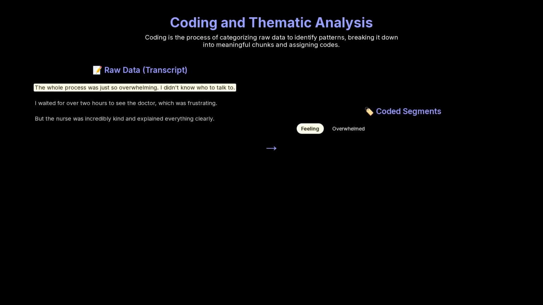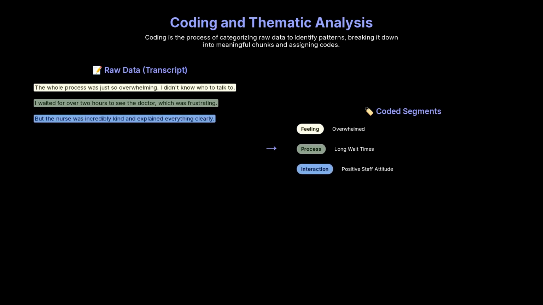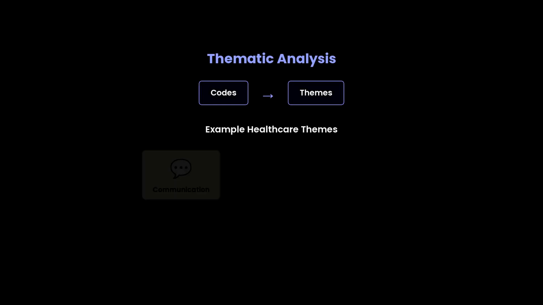Coding is the process of categorizing and labeling raw data to identify patterns and themes. It involves breaking down data, like interview transcripts, into meaningful chunks and assigning codes to these segments. Thematic analysis goes a step further by identifying and analyzing themes or patterns within the codes.